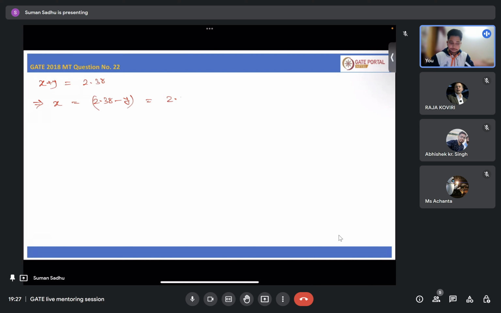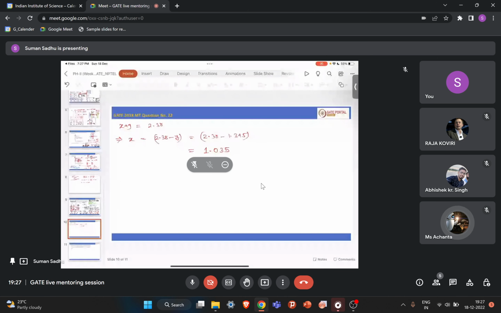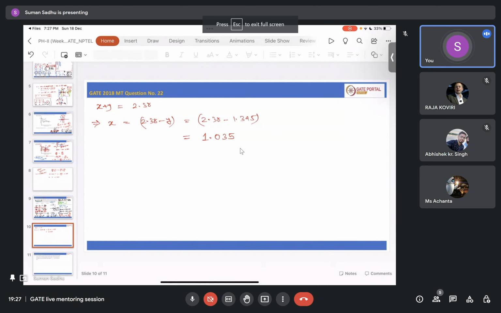Is my screen visible? No, sir, it's stuck. Okay. Screen is visible, but I think the network is an issue. I just switched off the camera because of the network issue. Okay, now I think it is visible, right?